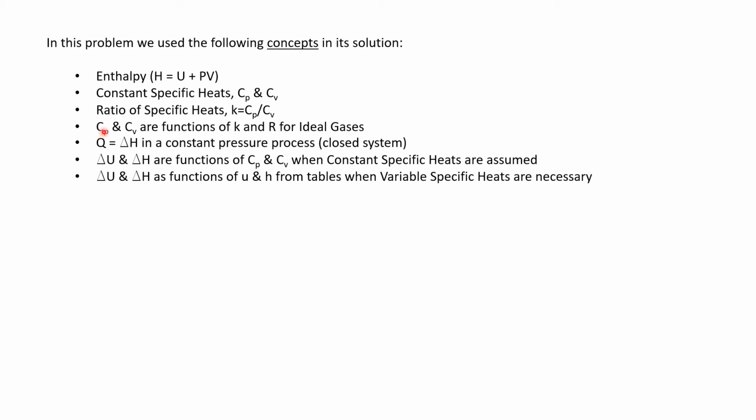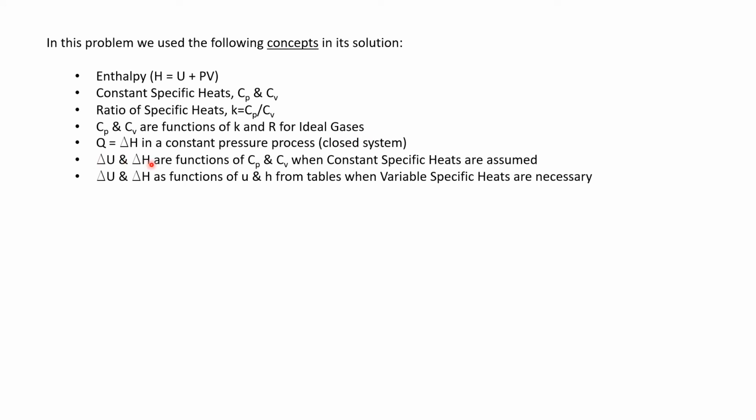Now, for an ideal gas, C sub P and C sub V are functions of k and R. So if we know k and we know what gas we're dealing with, we can calculate the gas constant. If it's an ideal gas, we can calculate C sub P and C sub V just by knowing k and R. Q is equal to the change in enthalpy in a constant pressure process for a closed system.